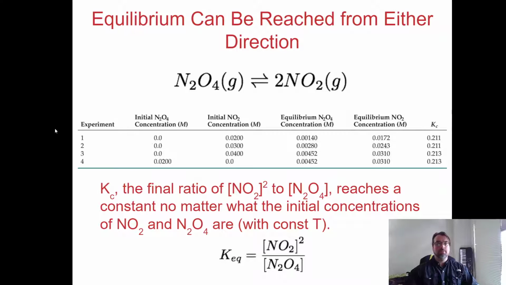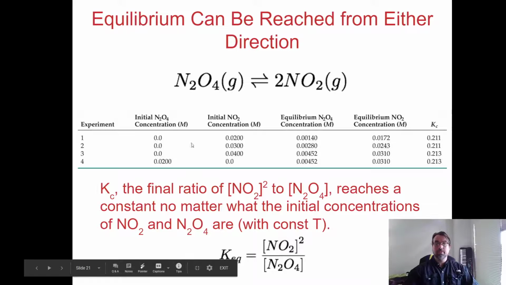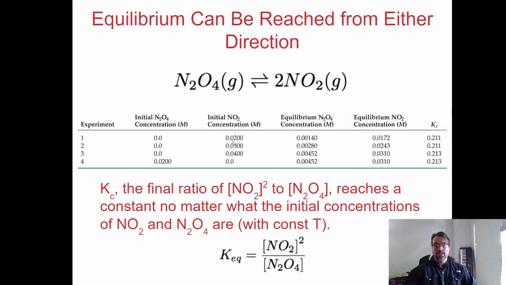Okay, so with experiment 1, what I want you to note is that they initially took 0.0 moles of N2O4, and they added to that 0.02 molar NO2. And then after it reached equilibrium, we ended up getting the equilibrium constant of this right here. Okay? So it's an equilibrium constant because no matter what you start with, once you reach equilibrium, all of your numbers are going to end up equaling that right there. Okay? And remember, this is for a constant temperature, so this changes with temperature.